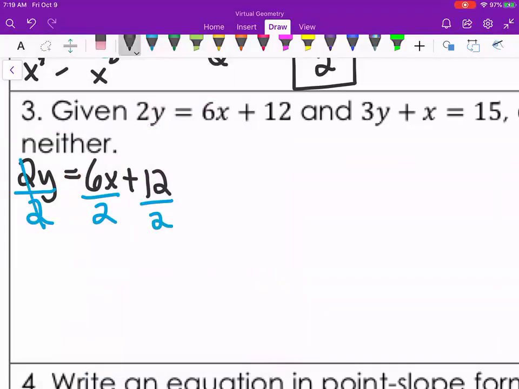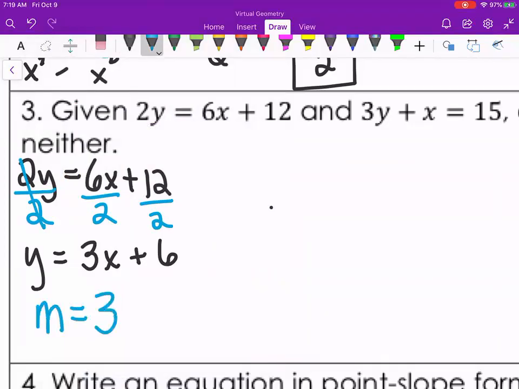So my first equation, 2 over 2 will cancel out. 6 divided by 2 is a 3. Bring your x down. 12 divided by 2 plus 6. Now we're going to do the same thing and solve the second equation for y, set it up for slope-intercept, because all we care about is what is the slope when it comes to parallel, perpendicular, or neither. So I need that +3 from the first one.